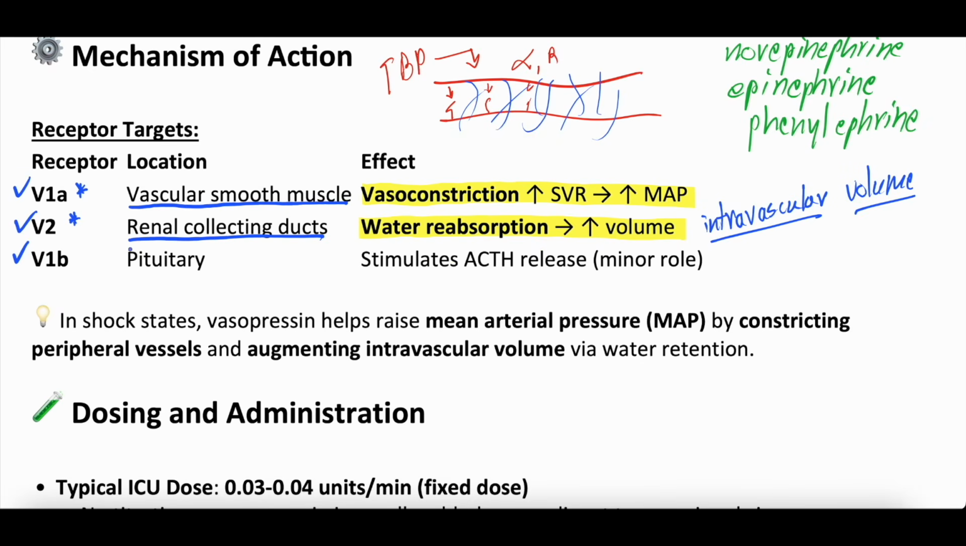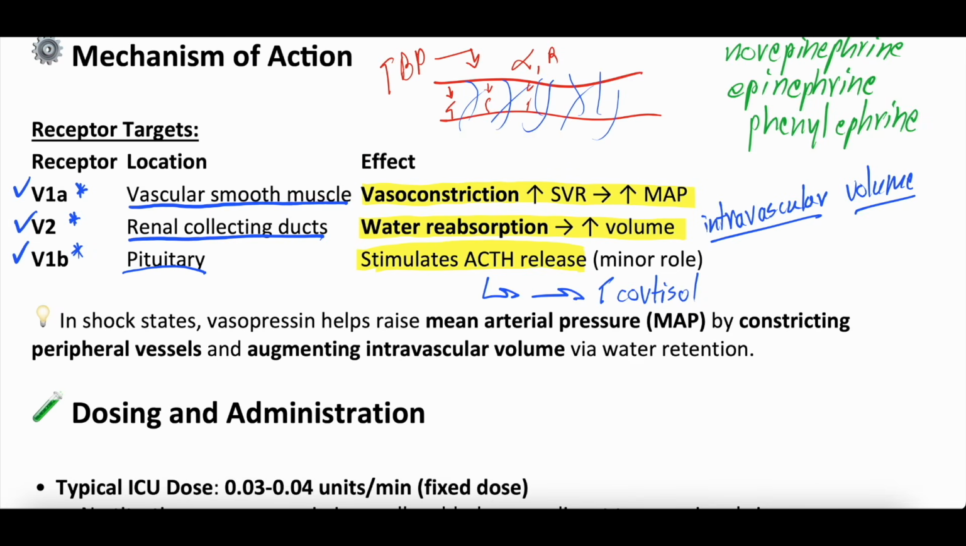There is then a third, even more minor mechanism. That's the V1B receptor. This is in the pituitary gland, and it actually stimulates ACTH release. And ACTH, for those of you unfamiliar, is a hormone that downstream increases the secretion of cortisol or steroid hormone. Again, this is a minor role, but vasopressin does do that as well. So there's these three separate mechanisms of action of vasopressin. One being the vascular smooth muscle, causing vasoconstriction. Two being in the renal collecting ducts, causing water reabsorption. And three being in the pituitary, stimulating ACTH release that can increase cortisol levels.